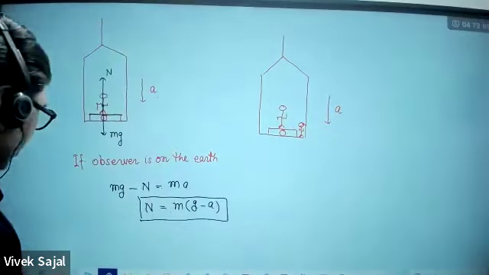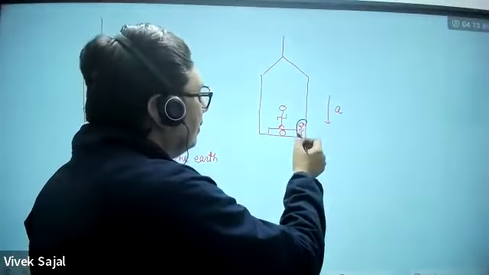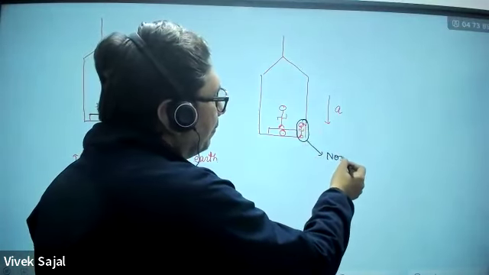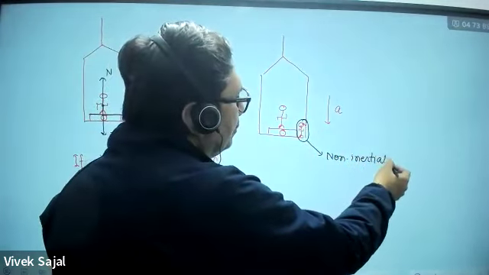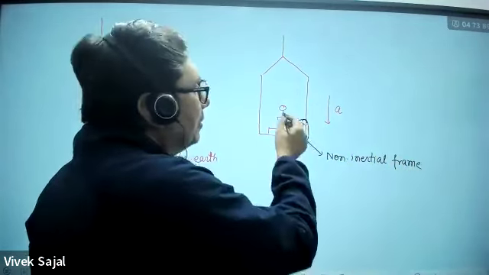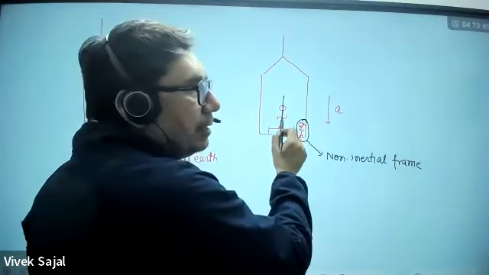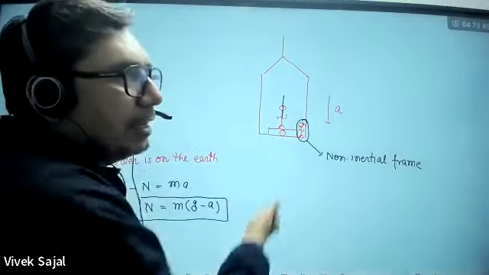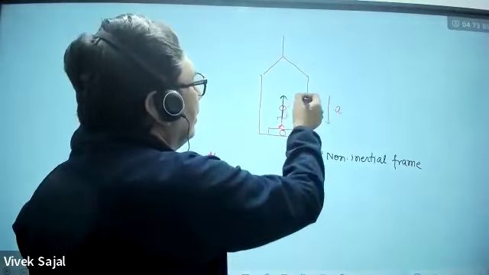He will say, okay, I am standing in a non-inertial frame. I have to do the calculation in a non-inertial frame, so I will apply a pseudo force on this person. What will be the pseudo force? The pseudo force will be in the direction opposite to the acceleration of the frame. My frame is the lift. The lift has acceleration in the downward direction, so he will apply a pseudo force here.